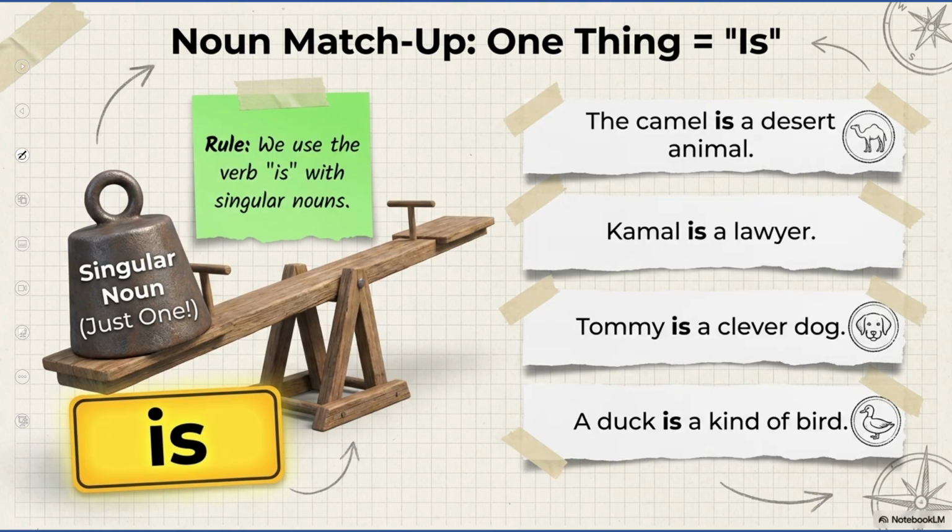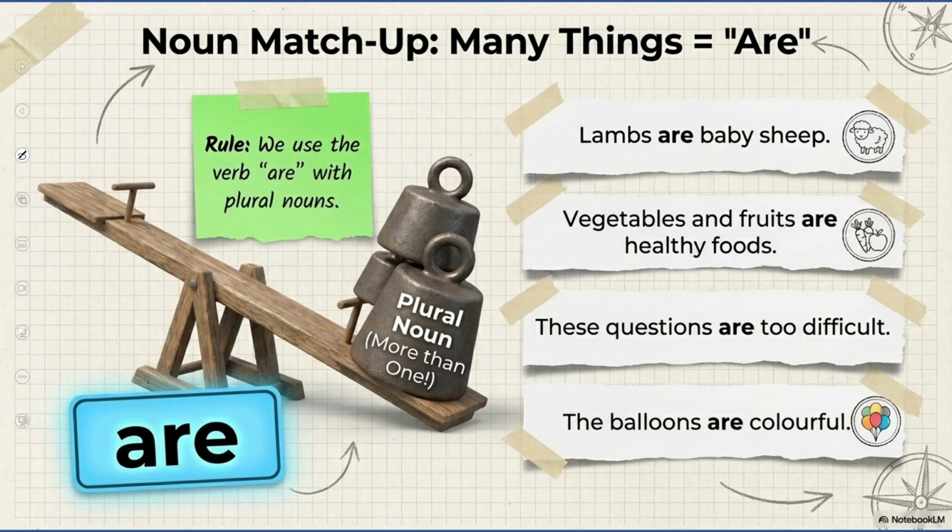So, what is the first rule? If it is singular, which is just one noun, always use is. Let's read some examples: Kamal is a lawyer. Tommy is a clever boy. A duck is a kind of bird. Because all of these are one or singular, that's why we have used is.